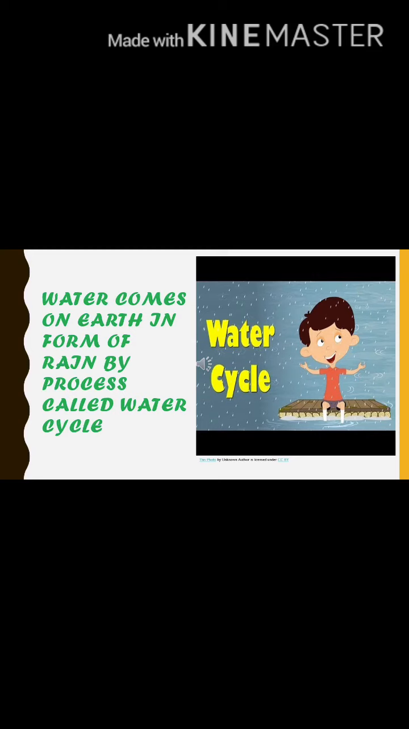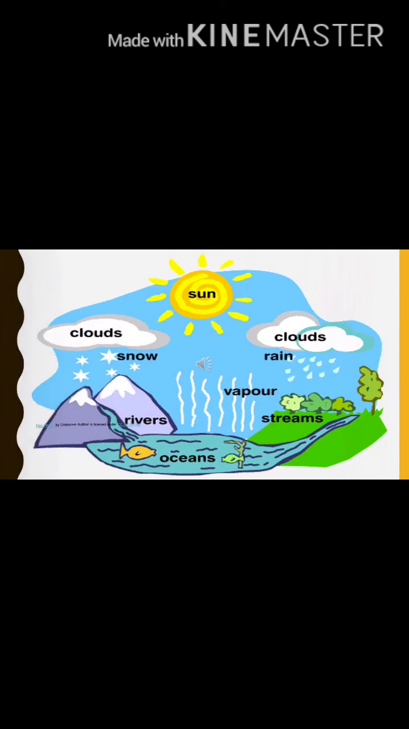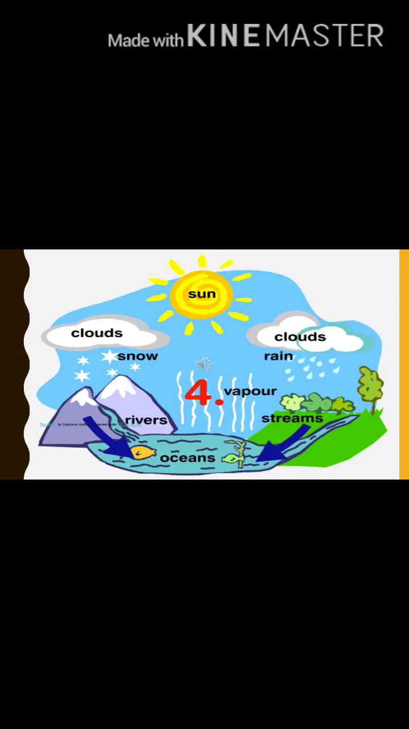Water comes on earth in the form of rain by the process called the water cycle. Students, now focus on how the water cycle looks. It involves the sun, clouds, rivers, oceans, water streams, and plants.